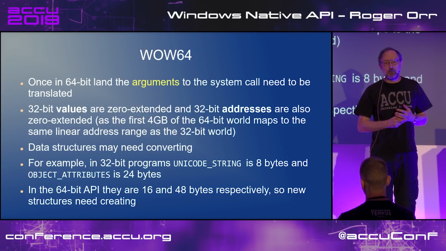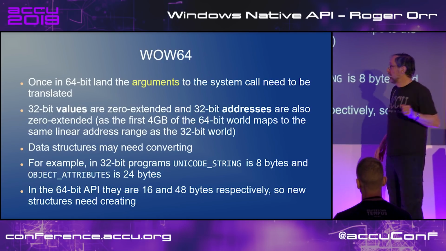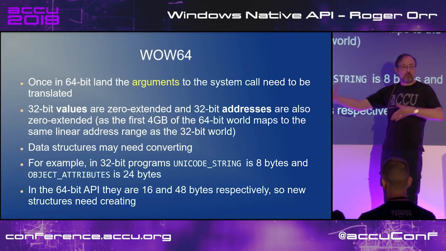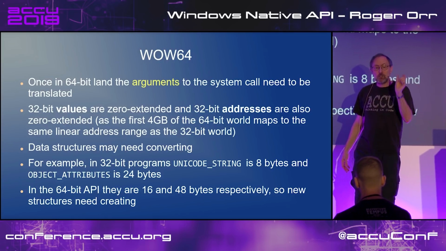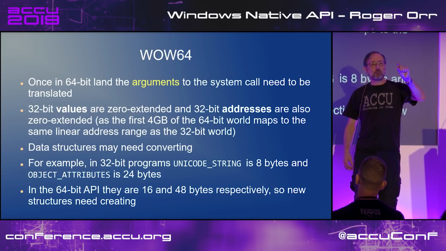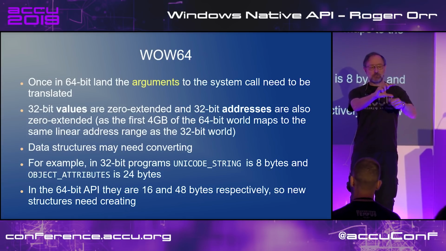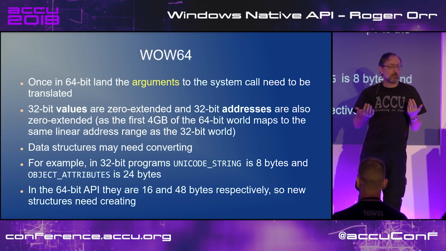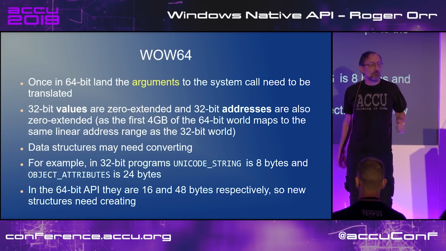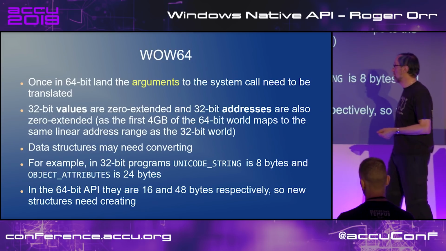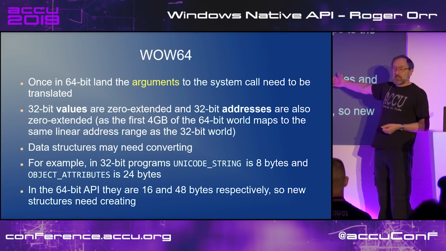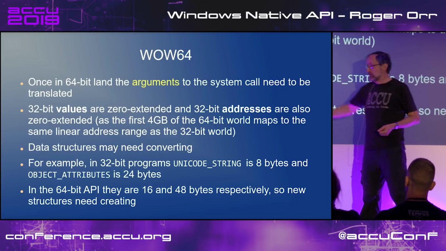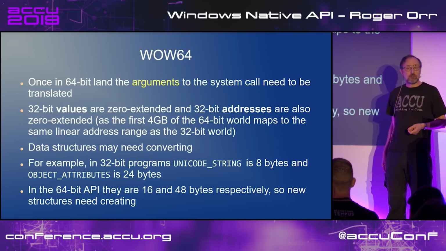So, sort of things you need to do is zero extend or sign extend 32-bit values. Convert data structures from the 32-bit to the 64-bit. Think about that Unicode string, U short pointer. Well, it's U short gap, and a pointer is not just a pointer, it's now a 64-bit pointer. So you've got to do a bit of translation work, mechanical translation work. Someone's got to write that. Microsoft have done it for all the native API calls. Looking at object attribute, its size, it's 8-byte string for Unicode, 24 for object attributes, and it's now become 16 and 48. So there's quite a lot of work.